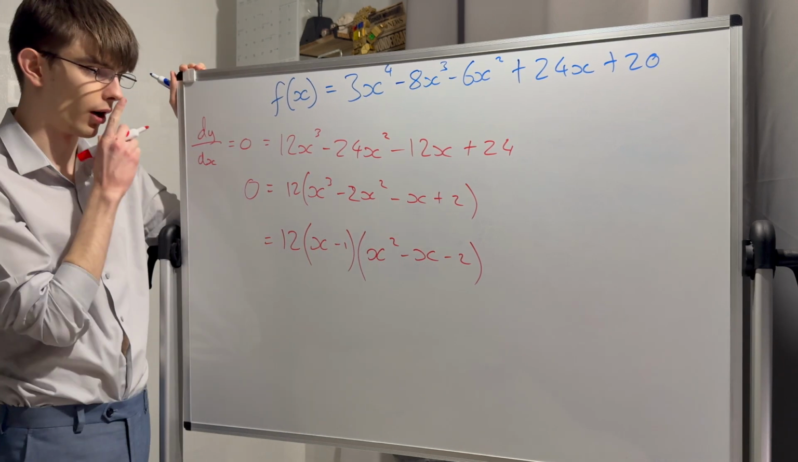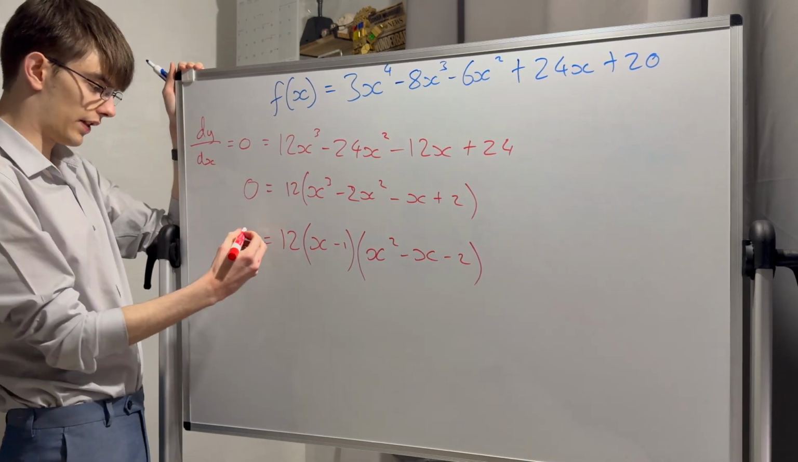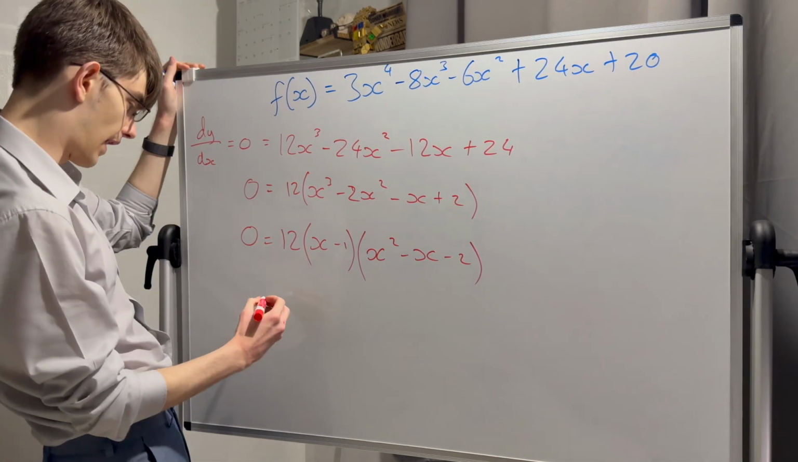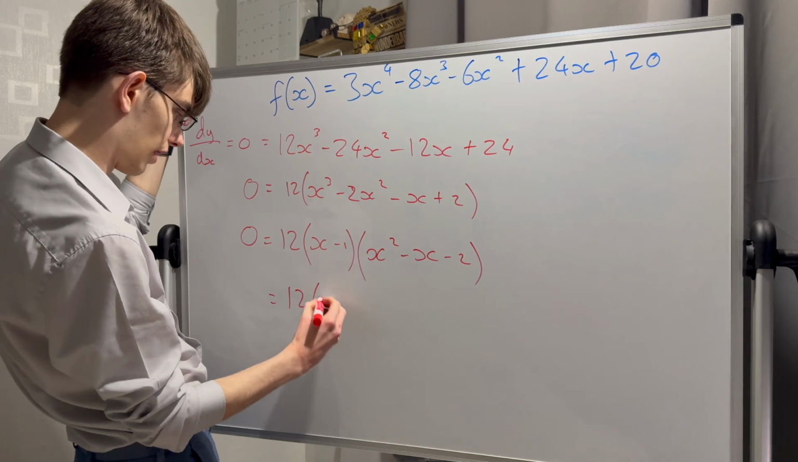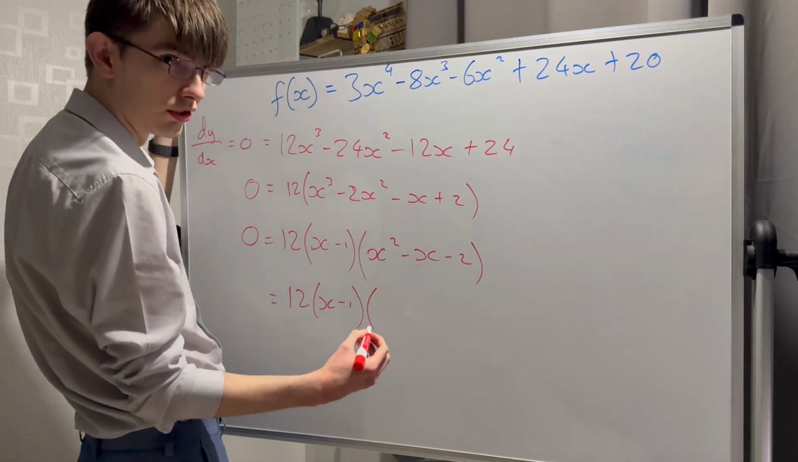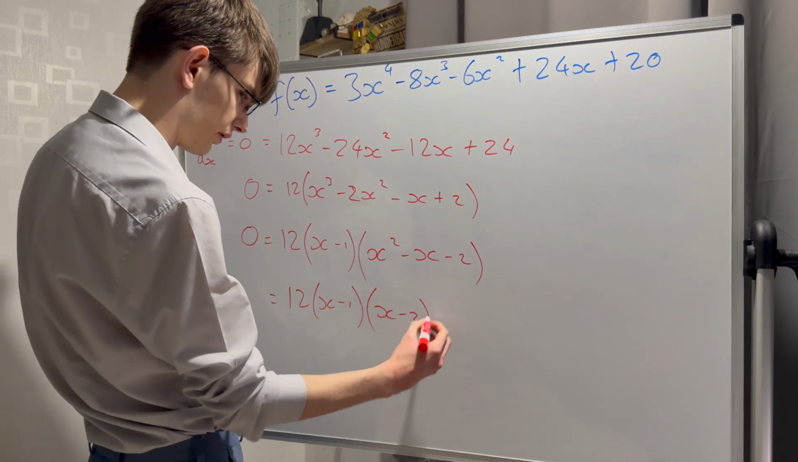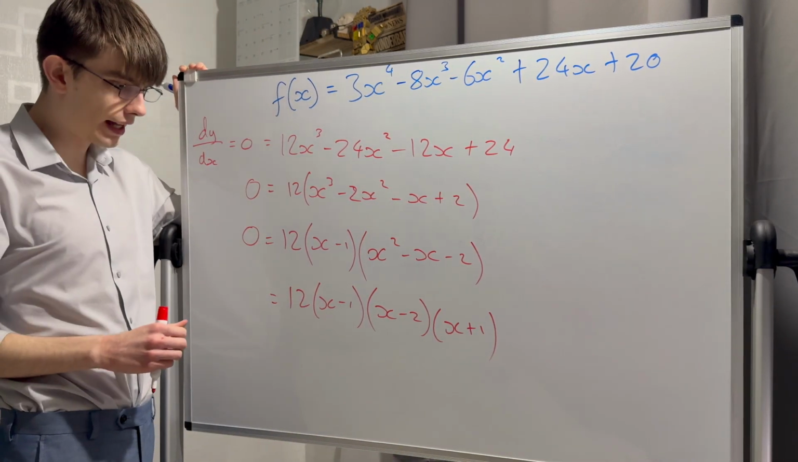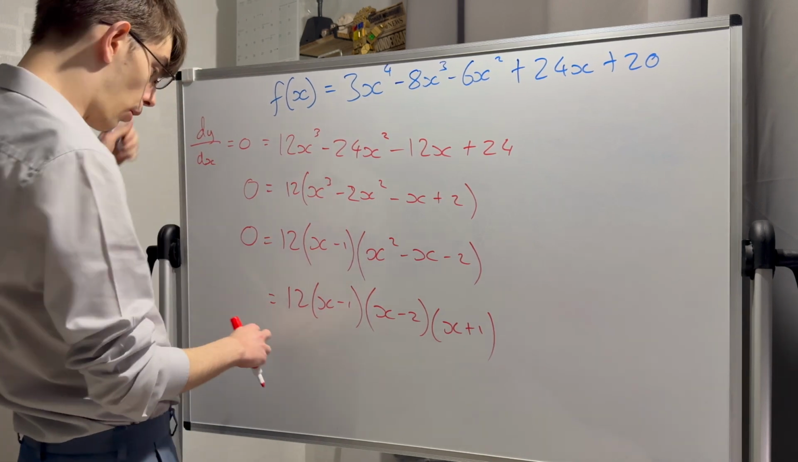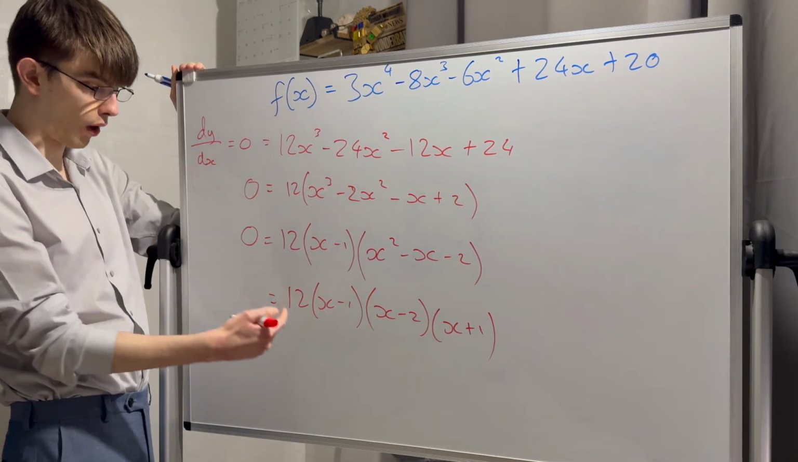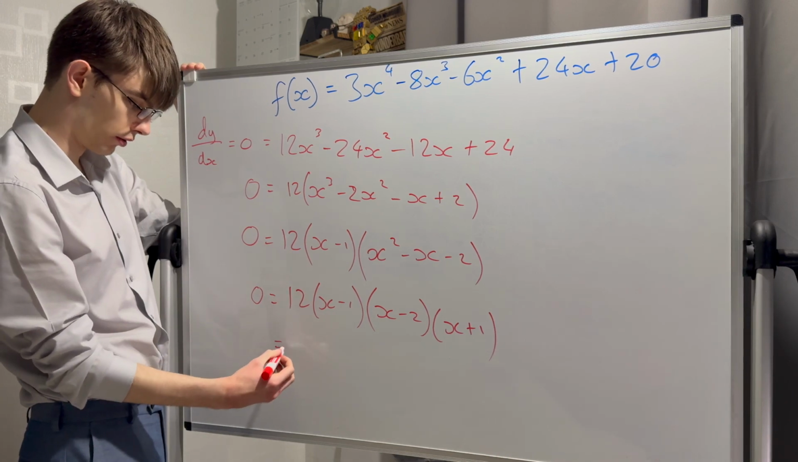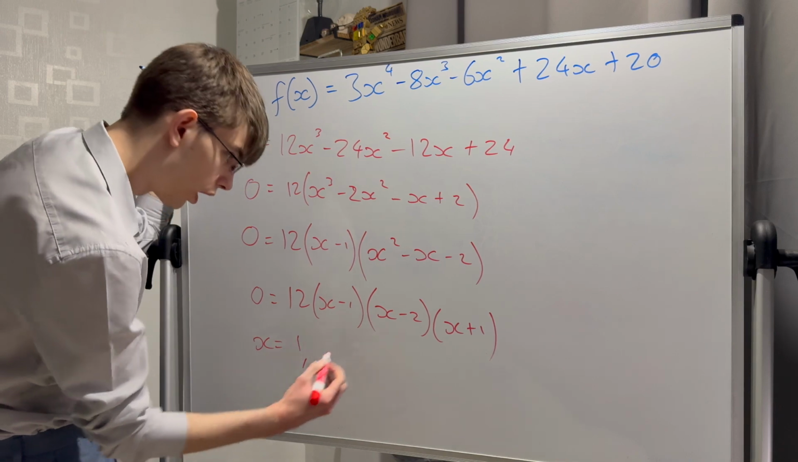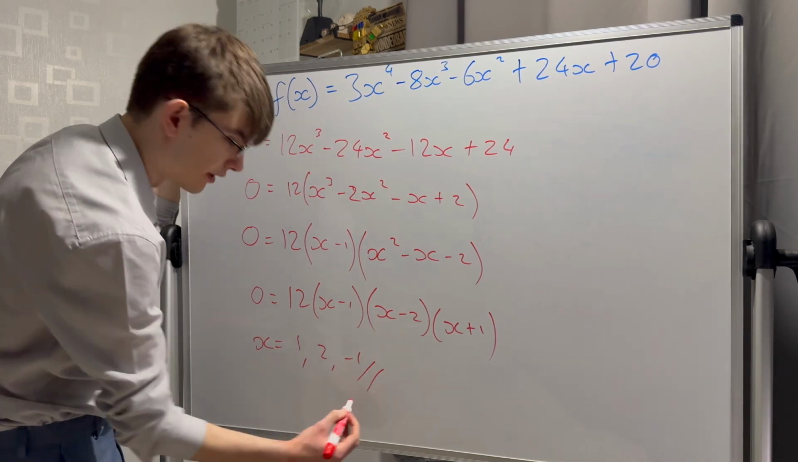Okay, so I've got this whole thing here equaling 0. This then can be factored out slightly easier into x minus 2 and x plus 1. And now I can see that my possible values for x, when all this is equal to 0, are 1. So x equals 1, 2, and -1.